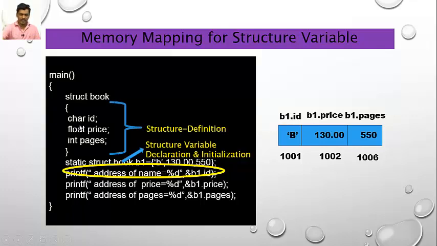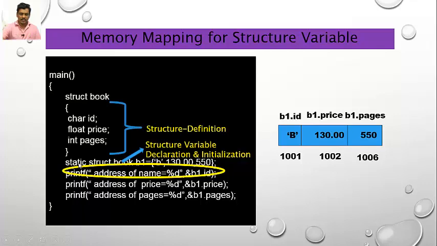If we declare struct book with char id, float price, and int pages, this is the structure definition. Here we do the declaration and initialization: static struct book b1 = {'B', 130.00, 550}. This is the structure declaration and initialization.